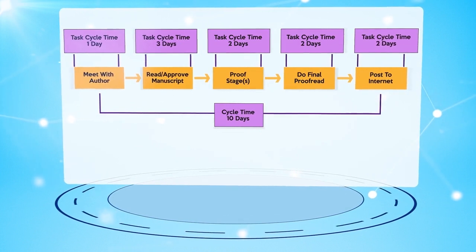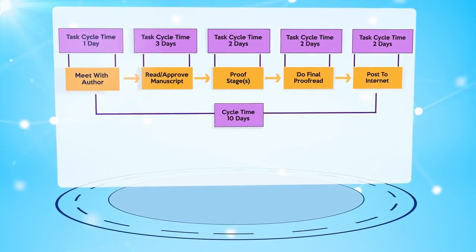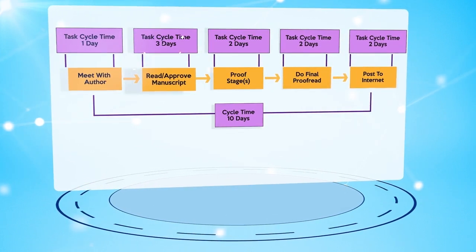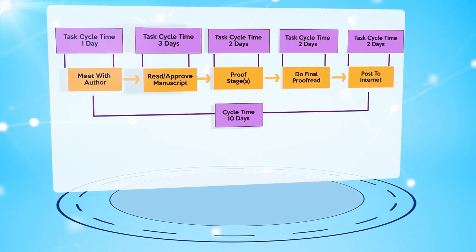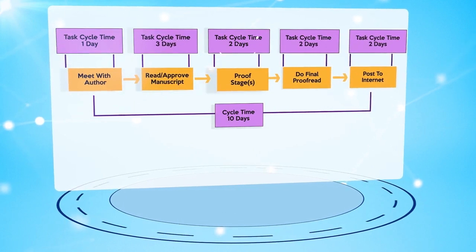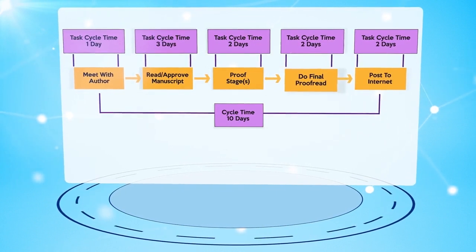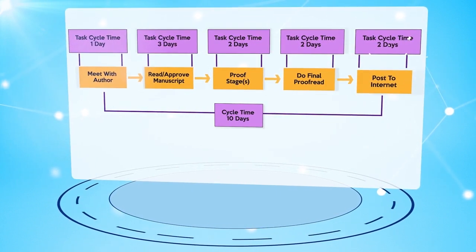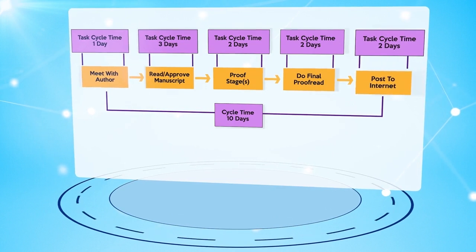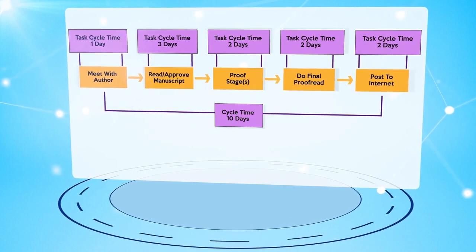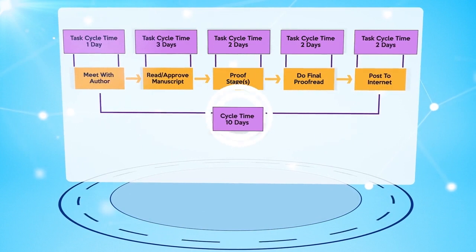For example, meeting with an author may take a cycle time of 1 day. Reading and approving manuscripts may take 3 days. Proofing the documentation may take 2 days. The final proofread may take 2 days, and then posting to the internet may be a 2-day process. This results in an aggregated cycle time of 10 days.